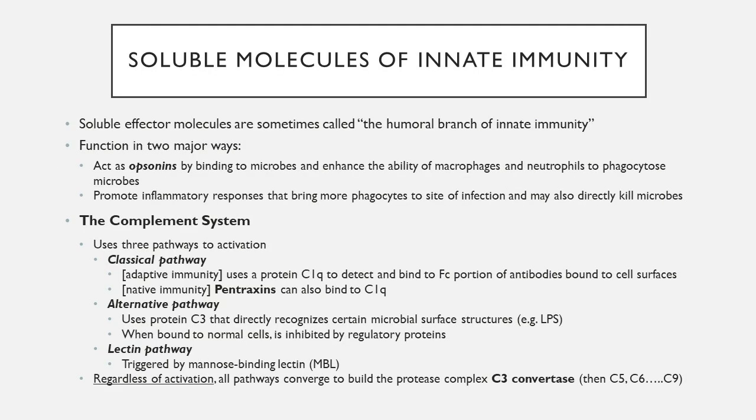Next up, we're going to talk about the soluble molecules of the innate immune system. Now, these soluble molecules are very often called the humoral branch of innate immunity, just like how antibodies are called the humoral arm of adaptive immunity. Okay, and they sort of function in two major ways. First, they act as opsonins, which basically means molecules that bind and coat cells, pathogens, whatever, by binding to microbes, and it enhances the ability of macrophages and neutrophils and any phagocyte to phagocytose those microbes, right? This is actually what those cells like to attach to, as opposed to binding directly to the pathogens.